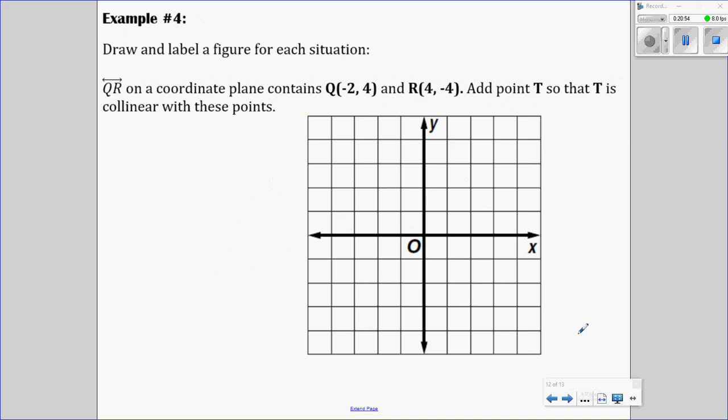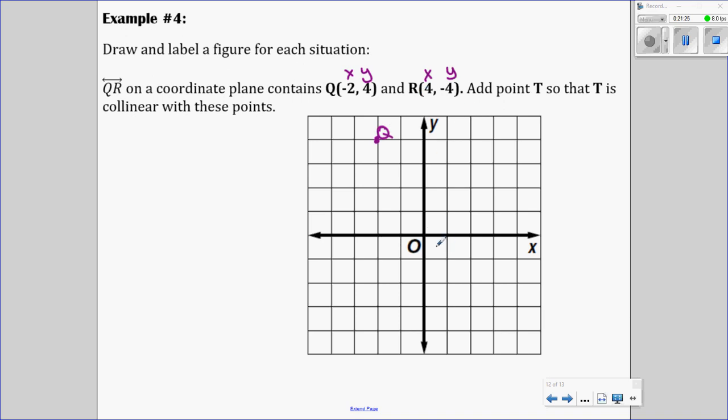Okay, the next one. Draw and label a figure for each situation. So we have line QR on a coordinate plane that contains Q, the point (-2, 4). Remember, this is our x and y. You go left or right first, and then up or down. So it's -2, so we're going to the left, and then go up 4: 1, 2, 3, 4. And label it Q.